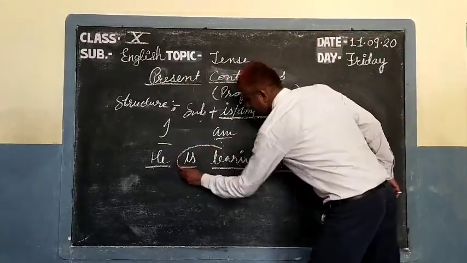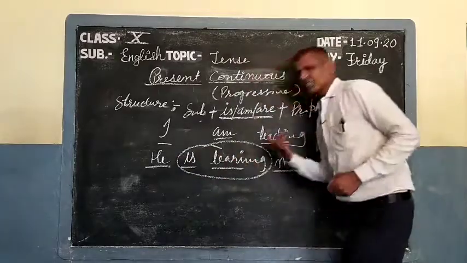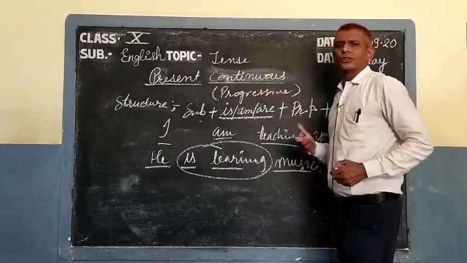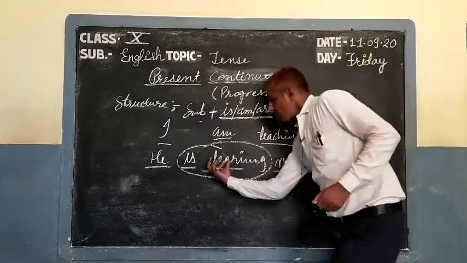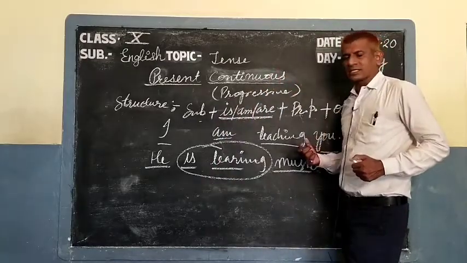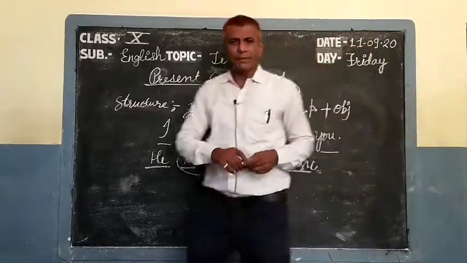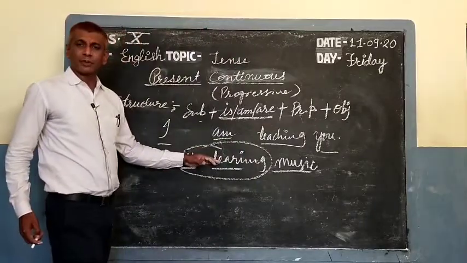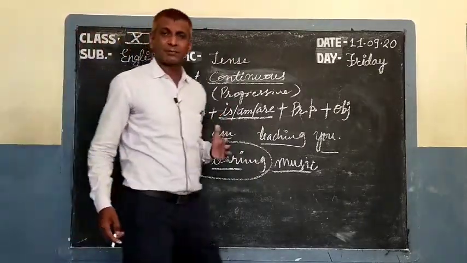So this combination is called present continuous. This combination is called present progressive. So this arrangement is called present continuous, present progressive, or present participle.